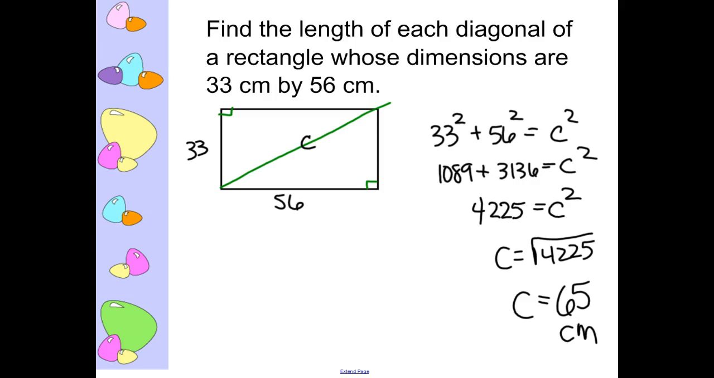So we've seen that we're going to use Pythagorean theorem to find the length of a side of a right triangle. Great job.